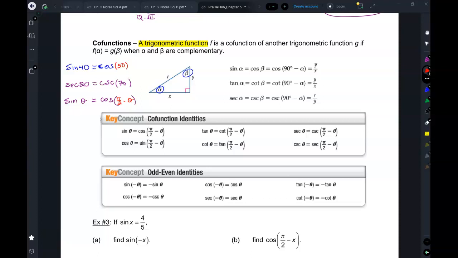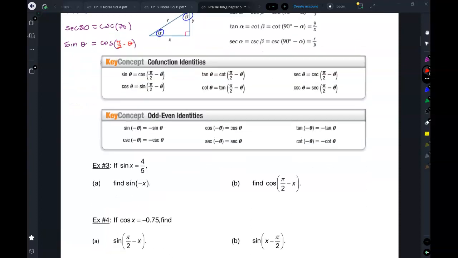Do you still prefer radians over degrees? Always. We're going to work primarily with radians. So here are all of the cofunction identities. Sine is cosine of pi over 2 minus theta, and so on.